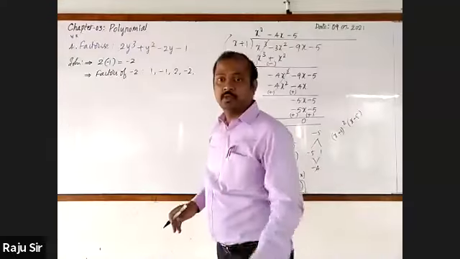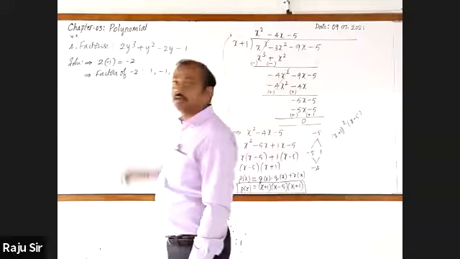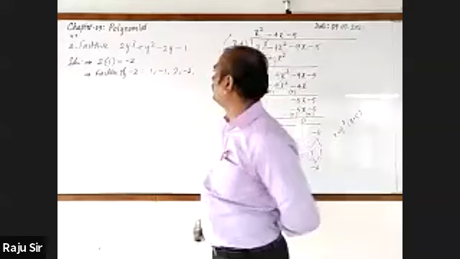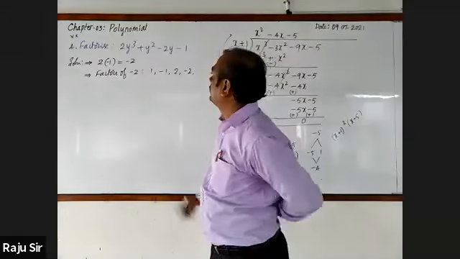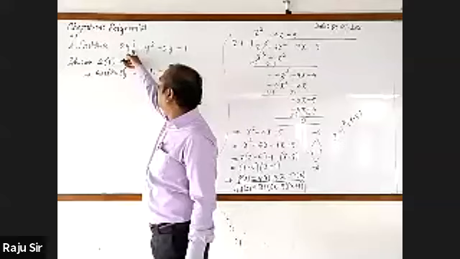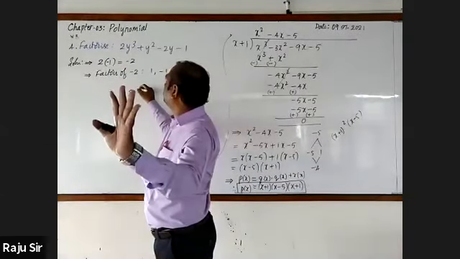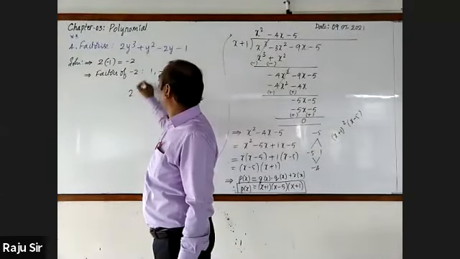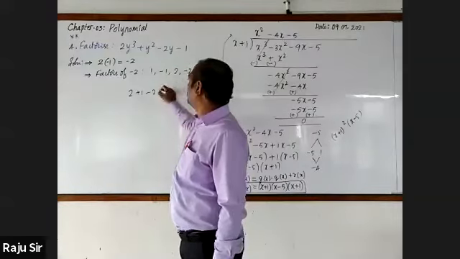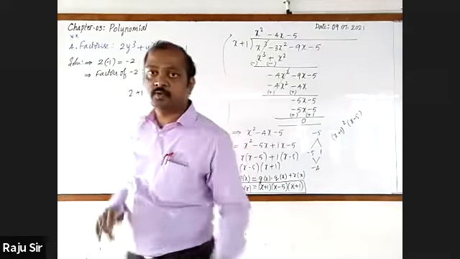Like this. P of 1, sir. P of 1, minus 1, yes, sir. 1 cube is 1. 1 square is 1. Here, minus 2 into 1 is minus 2. Yes, sir. Very good.